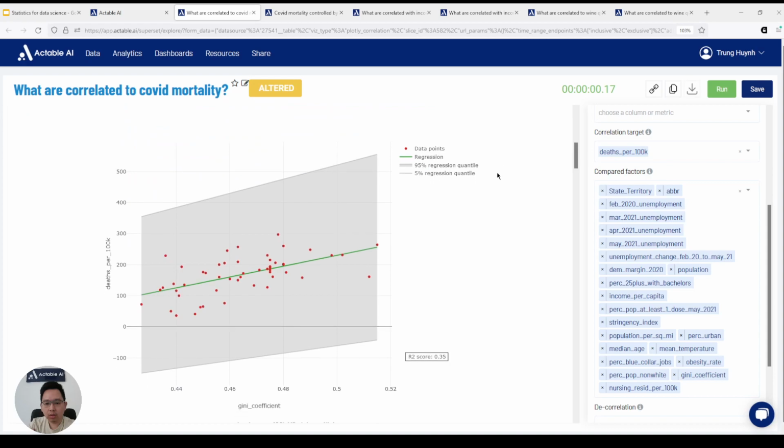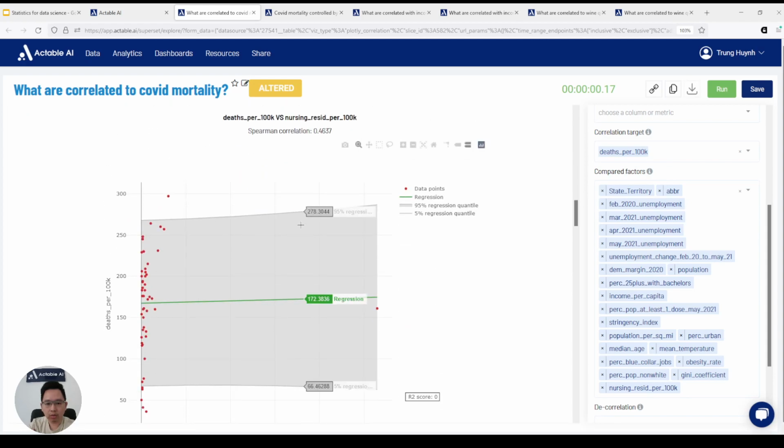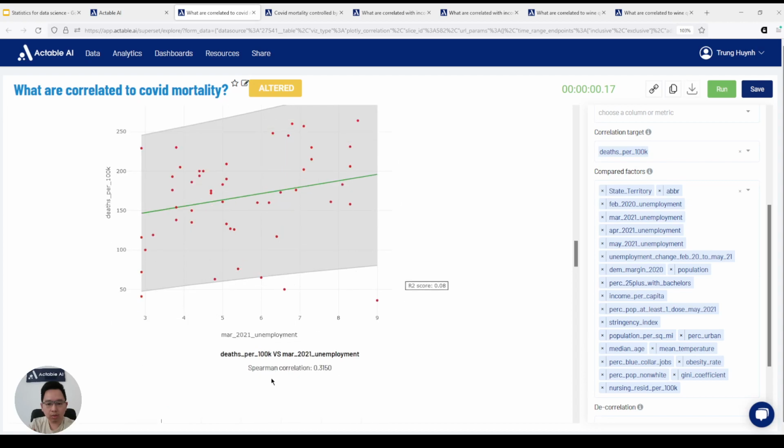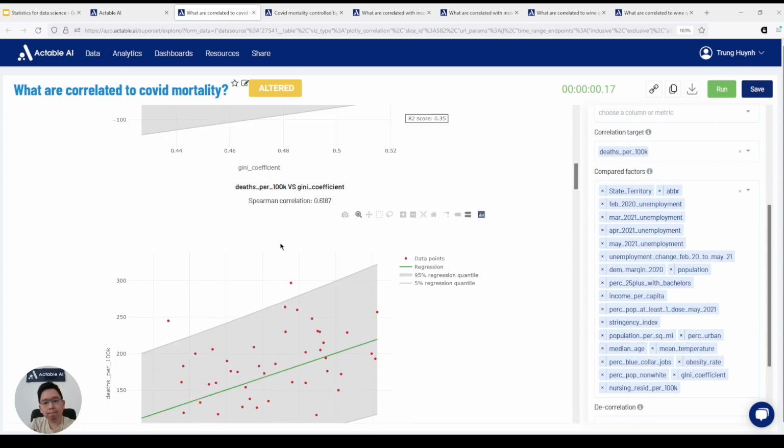So that is correlation, and below you can see the distribution of the data points and also the Spearman correlation coefficient, and how the data points are distributed.